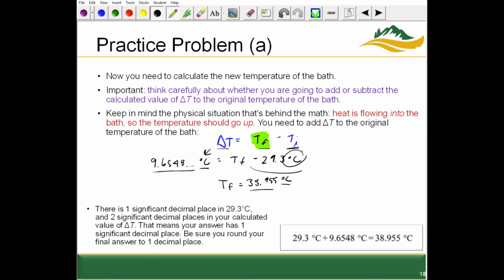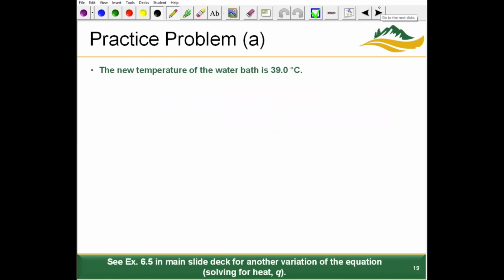For an addition or subtraction problem, for a review on sig figs, we can have the same number of digits past the decimal point. Here there is an infinite number if we didn't round. In the value we're given in the problem, though, we look at, right? So there's 1 digit past the decimal place. That means we need to make this T final have 1 digit past the decimal place. This is going to bump this 9 up, making this 39.0 degrees C. So the new temperature of the water bath comes out to 39.0 degrees Celsius.